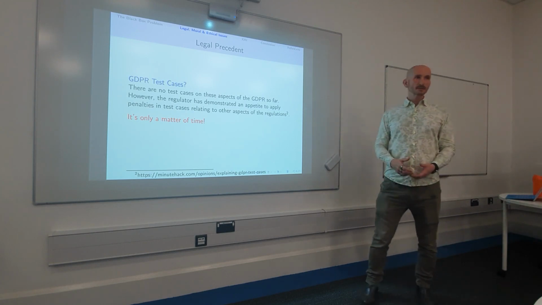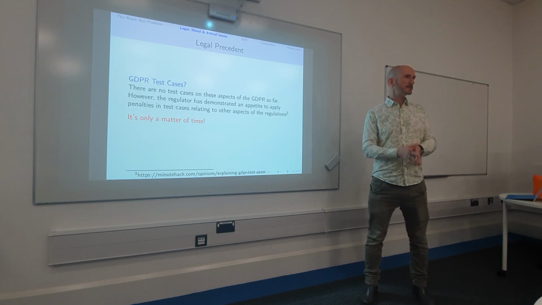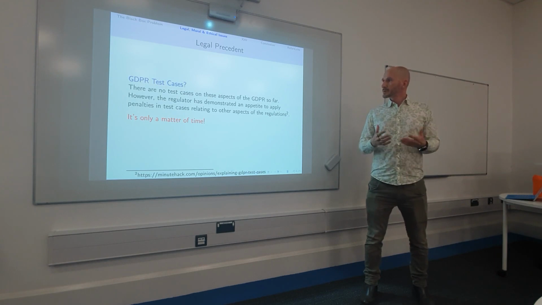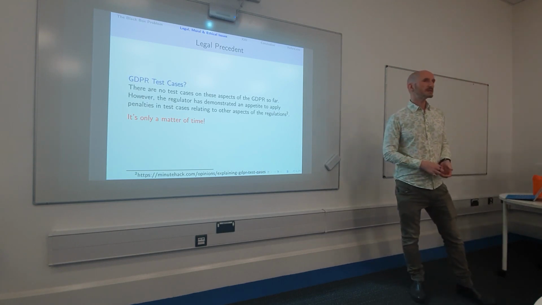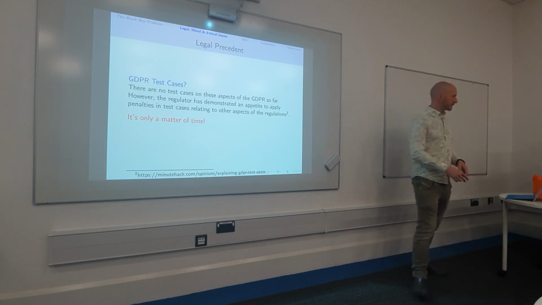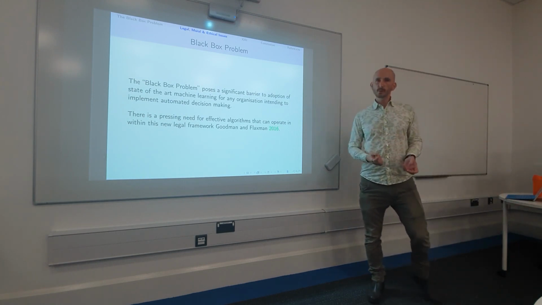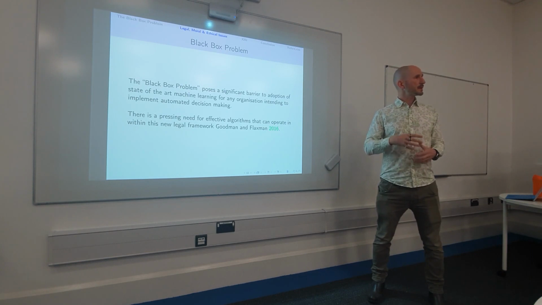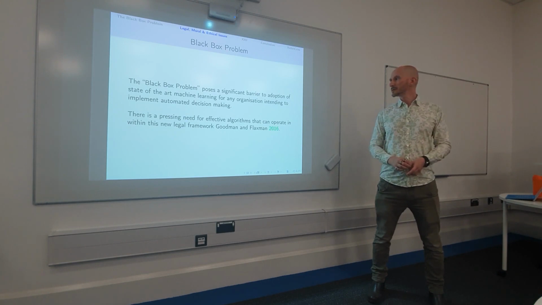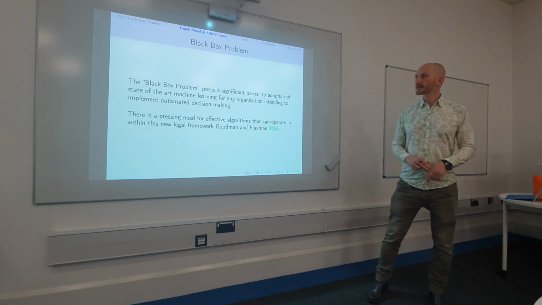Now, there aren't any test cases relating to any of this because GDPR is quite new. It's only been around since May last year, enacted into law. But the regulator has demonstrated an appetite for applying penalties in cases relating to other aspects of the regulation. So I think it's only a matter of time. So, just tying it back to where we started, this black box problem poses a barrier to adoption of state-of-the-art methods. And we've seen that in financial services organisations that are sticking to using things like logistic regression because that's so well understood. There's a century of statistical theory behind it, and they're not necessarily able to get the benefits of some of the much more accurate machine learning methods that we use.